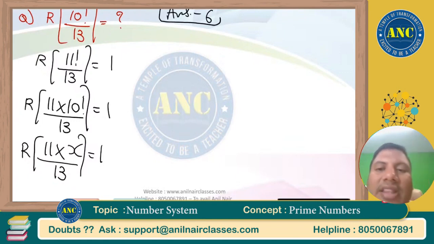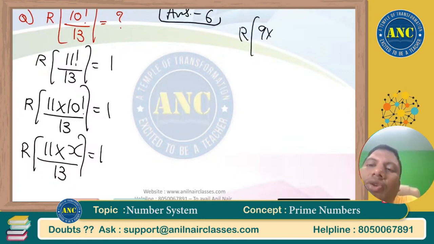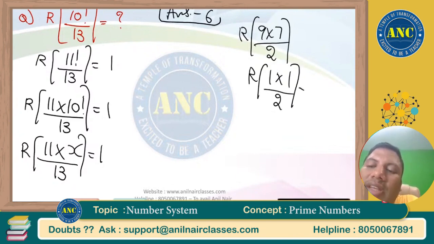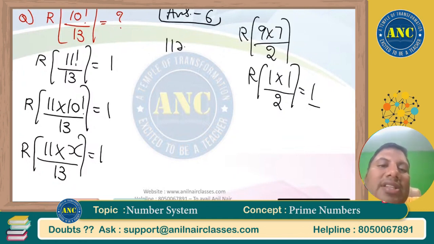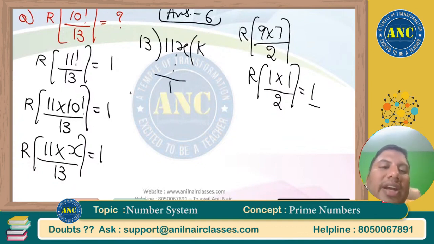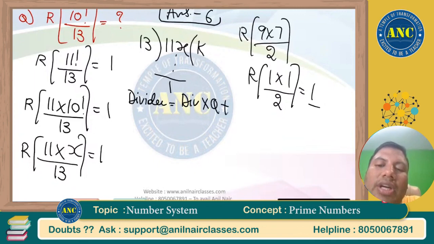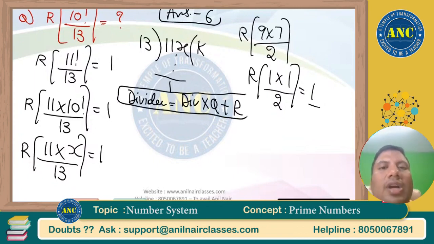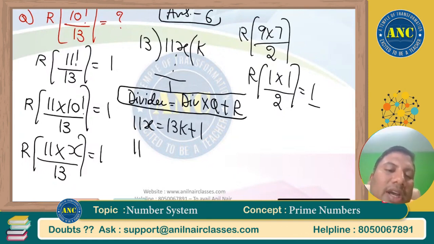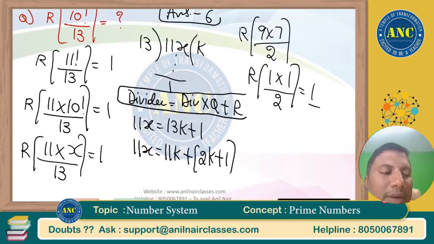See this example: 9 into 7 by 2. 9 by 2 gives 1, 7 by 2 gives 1. If I further divide, the answer will not change. Are you all with me? Now 11x is divided by 13. I don't know the quotient k, but I know the remainder is 1. What is the concept? Dividend equals divisor into quotient plus remainder. So 11x is 13k plus 1, which is 11k plus 2k plus 1.